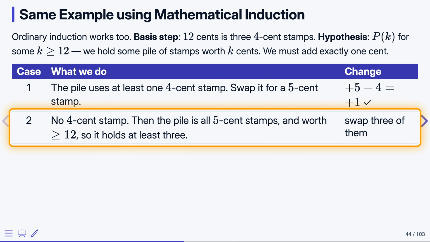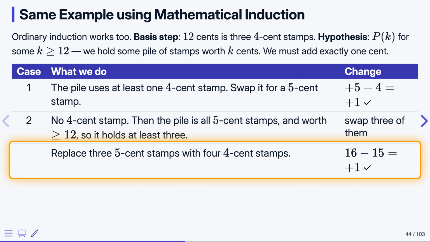Case 2. Suppose the pile uses no 4-cent stamps at all. Then it is all 5-cent stamps, and it is worth 12 cents or more, so it holds at least 3 of them. Take 3 of those 5-cent stamps out and put 4 4-cent stamps in. 3 5s is 15. 4 4s is 16. So again the total goes up by 1. Either way we make k plus 1 cents.